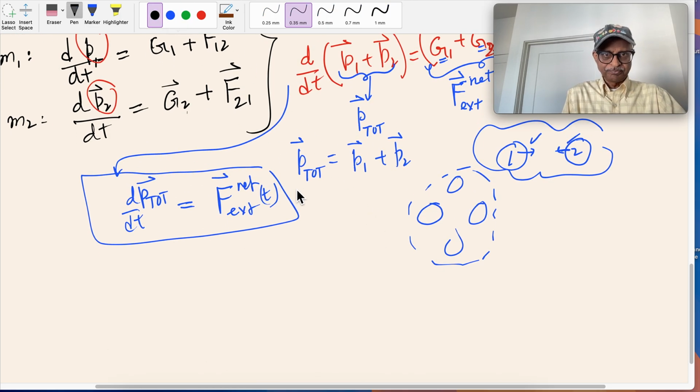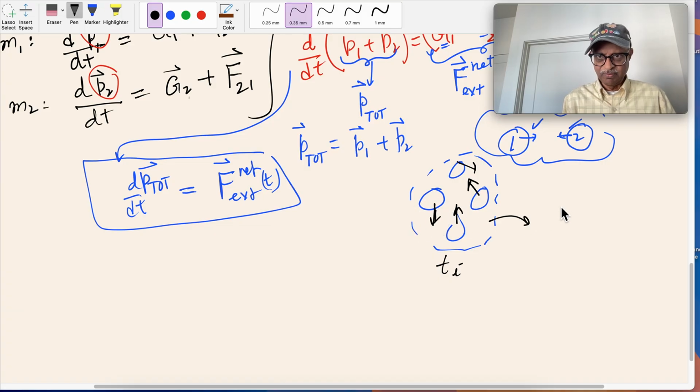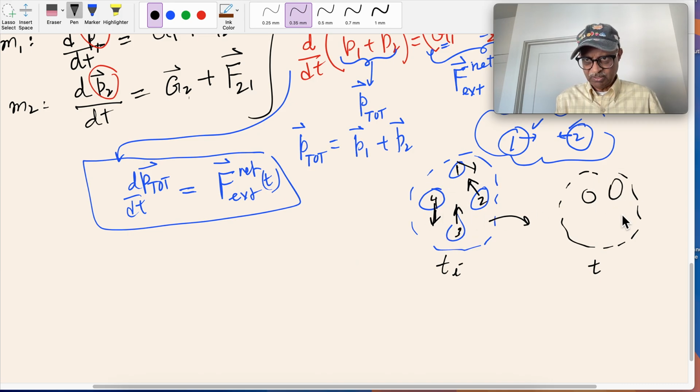So now I can say that there were, suppose, 4 of them at some time ti, and these guys are moving in a random way. At some other arbitrary time you look at it, maybe they've collided, and now there are 5 of them. They broke up, whatever. Breaking up is also internal, so even 5 of them.